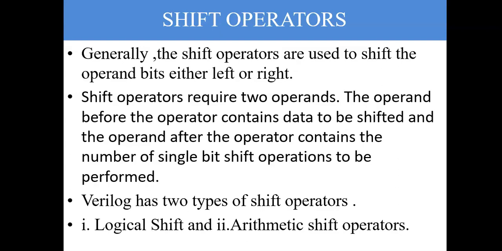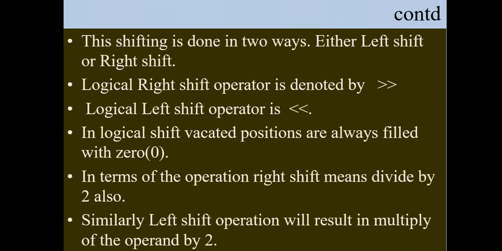One is a logical shift, the other is arithmetic shifts. So logical shift means where the vacated positions are filled by zeros normally. The shifting is done in two ways, either left or right. Normally right shift is denoted by greater than greater, left shift is denoted by less than. As I already told you, in logical shift, vacated positions are always filled with zeros. Of course, if it shifts by 2, then 2 zeros will come.